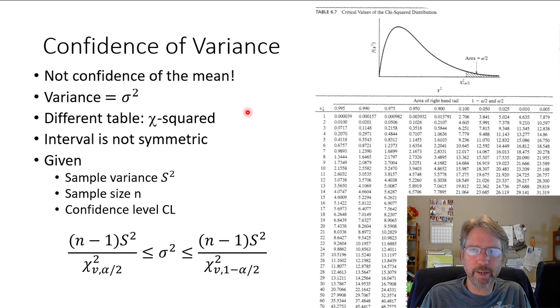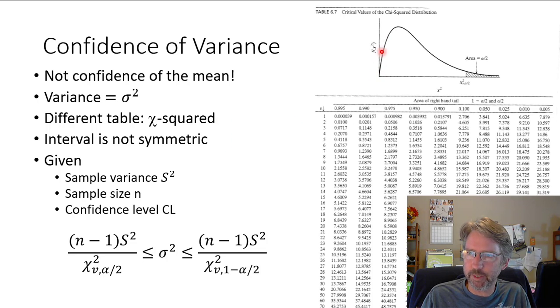Okay, so the last parameter estimation that we do in this chapter is the confidence of the variance. So again, not the confidence of the mean. That's the most common mistake people make, using the wrong equation. The variance, remember, is the standard deviation squared, the population standard deviation. So we're trying to find the population standard deviation from a sample standard deviation. This uses a different table. So everything's table driven in this chapter. And this table is called the chi-squared distribution.